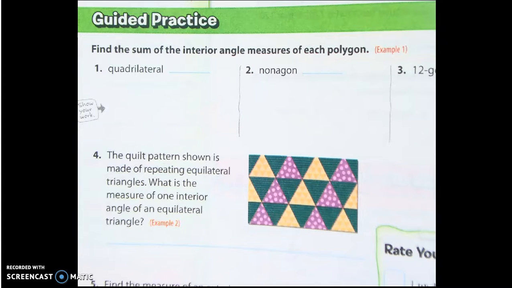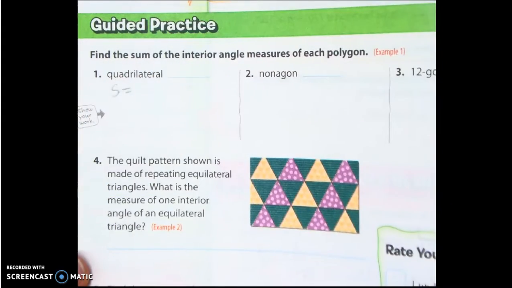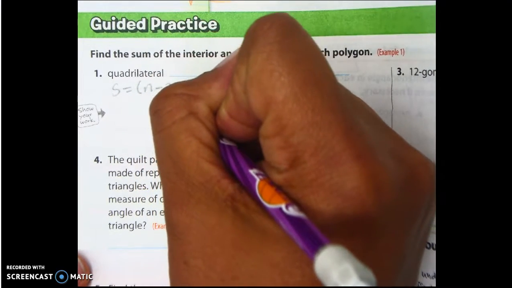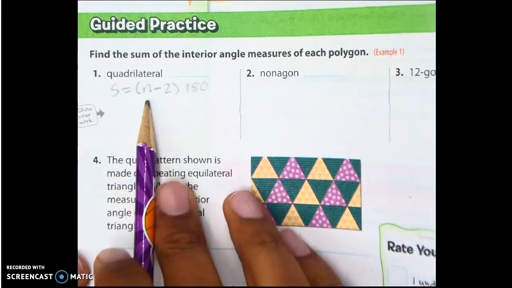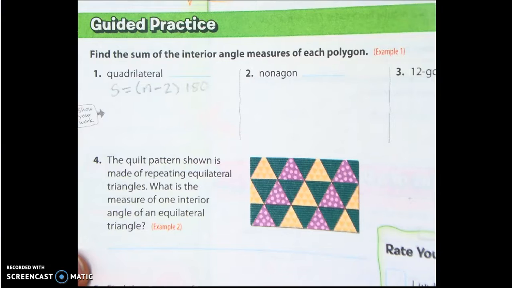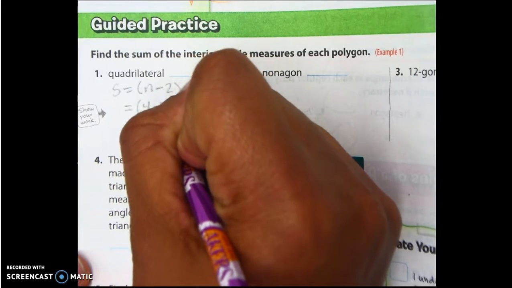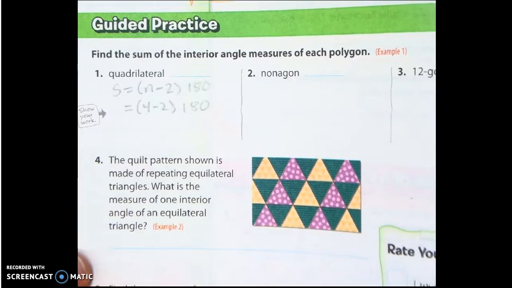There is an equation, or a relationship, for all polygons to find the sum of the interior angles, and it is as follows. S equals, or the sum of the interior angles equals the quantity n minus 2 times 180, where n is the number of sides of the polygon. So in a quadrilateral, there are 4 sides. So I'm going to replace the n with 4 in my equation and then proceed to simplify.